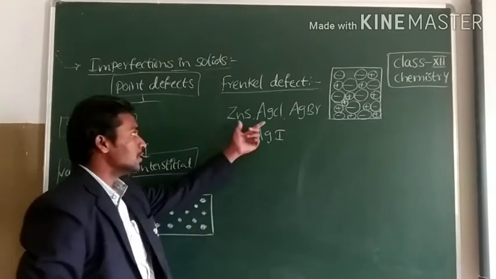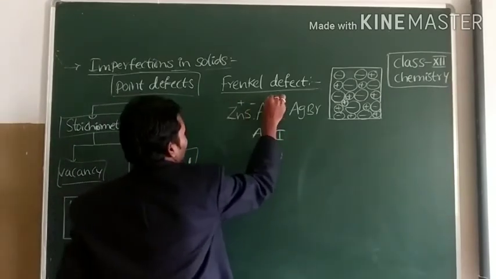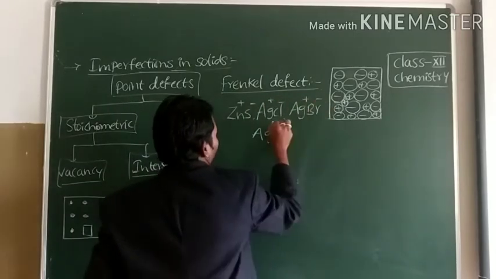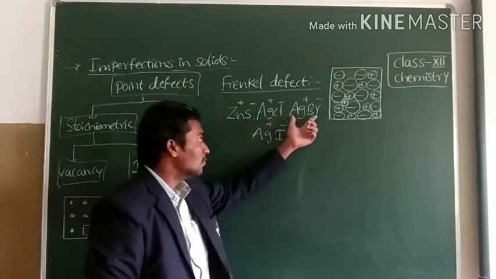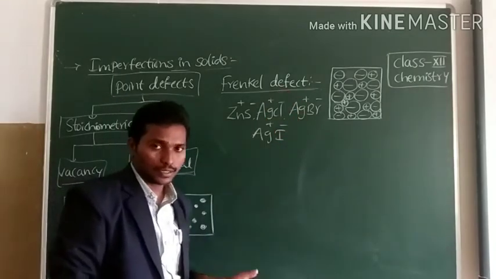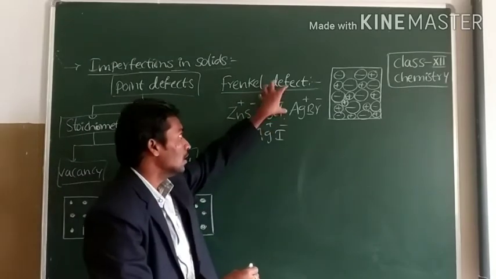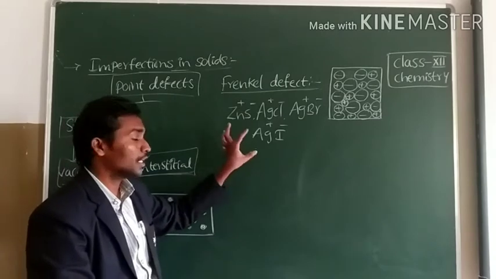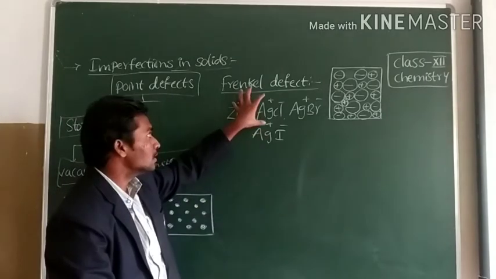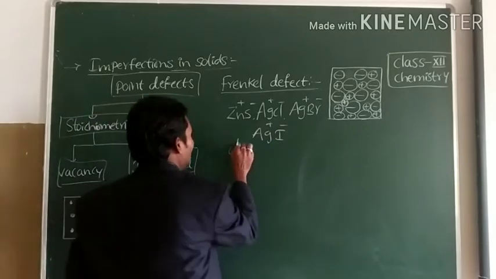In general, these solids are examples of ionic solids. So they possess Frenkel defect because there is a difference between the size of the cations and anions. When there is a large difference between the size of the cations and anions, then those ionic solids possess Frenkel defect. And one more point, this Frenkel defect is also called dislocation defect.